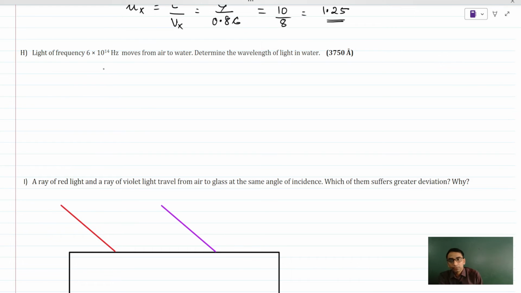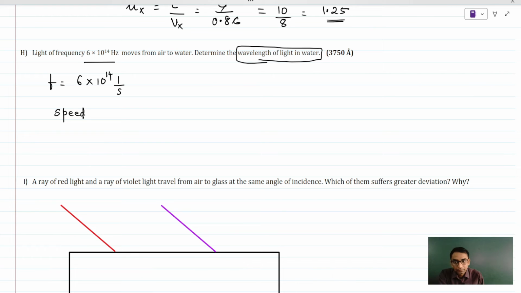Now, we are given the frequency of the light. So I should be writing 6 into 10 raised to 14 Hertz, which can be written as 1 upon second also. Now, it goes from air into the water. Calculate the wavelength in water, right? Now, I'm going to use the wave equation. The wave equation states that speed in medium is equal to frequency of light multiplied by the wavelength in the medium.